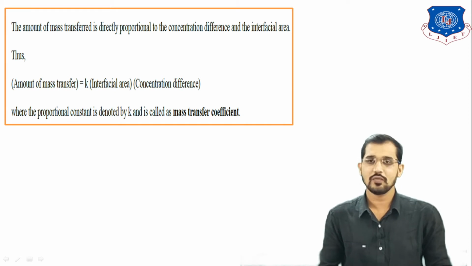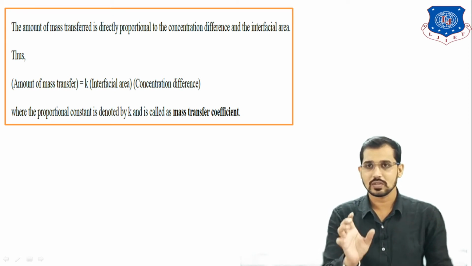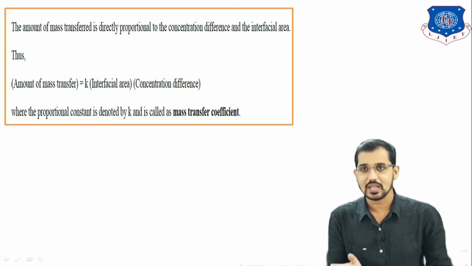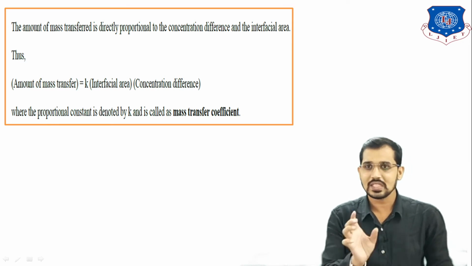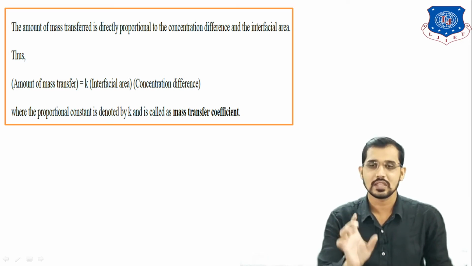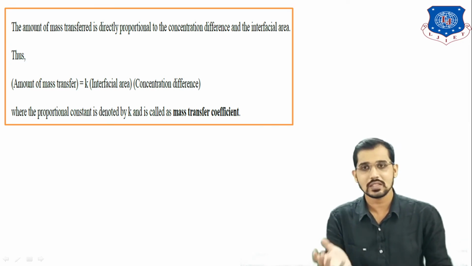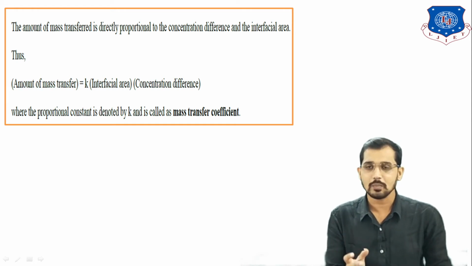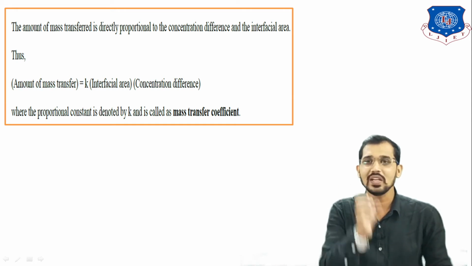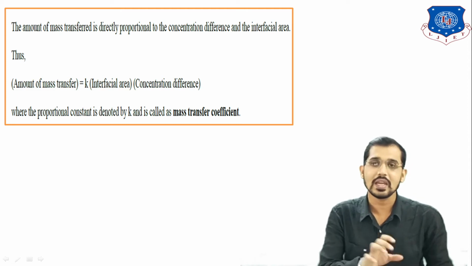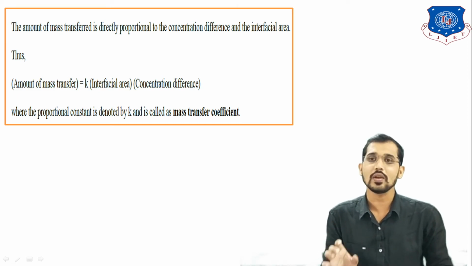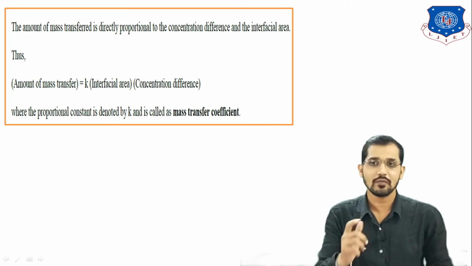Concentration difference means the difference between the concentration of component A at the surface and in the bulk. I am taking CAS here. CAS is the concentration of component A at the surface, and CA is the concentration of component A in the medium, or I can say the bulk, at any point in the medium of the particular phase.